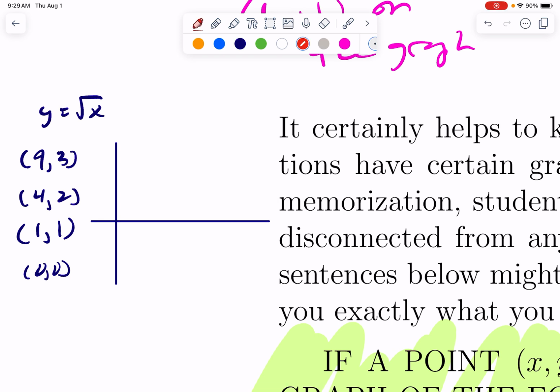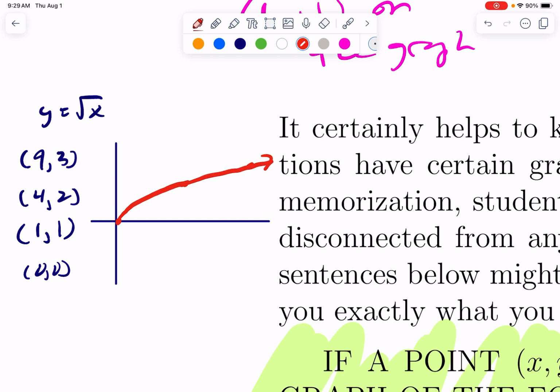So you could say, oh, there's a point at 9, 3. There's a point at 4, 2. There's a point at 1, 1. There's a point at 0, 0. And then maybe you'll remember, oh yeah, one of my basic graphs kind of looks like that. This is so much better than just guessing.